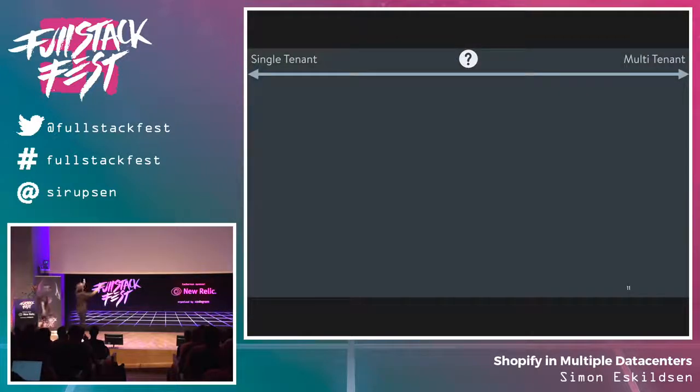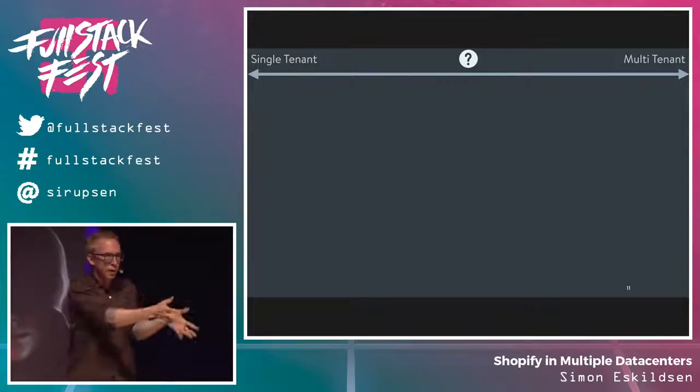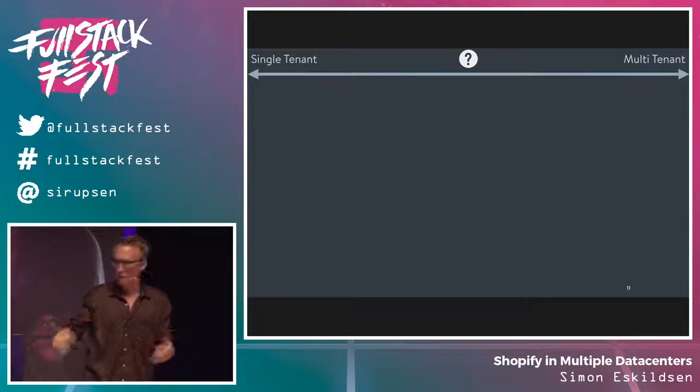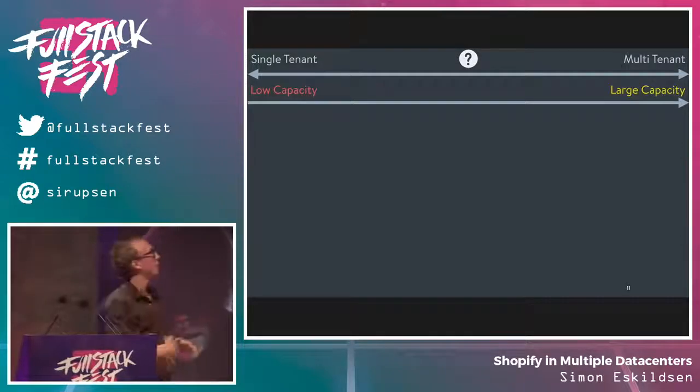Okay, so I'll have to be the guiding hand here a little bit on the sides. So we have single tenant on one side, multi-tenant on the other side. And this is sort of a spectrum. If you have a completely single tenant solution with one database, then you have some advantages. And if you have a multi-tenant solution where everyone runs on one database, you have some other advantages. So there's really a bunch of spectrums hidden in this.